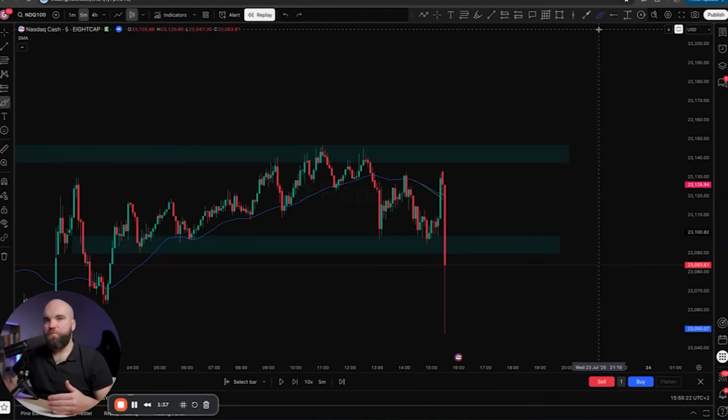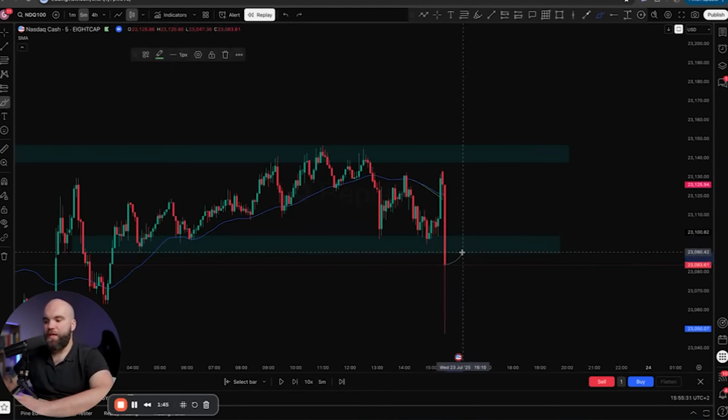So after the last confirmation, after that 5-minute candle closes outside the level, you want to look for price to come back down and touch the level again. This is called the retest. Now, once you see price retesting that zone, that is your green light to enter the trade.